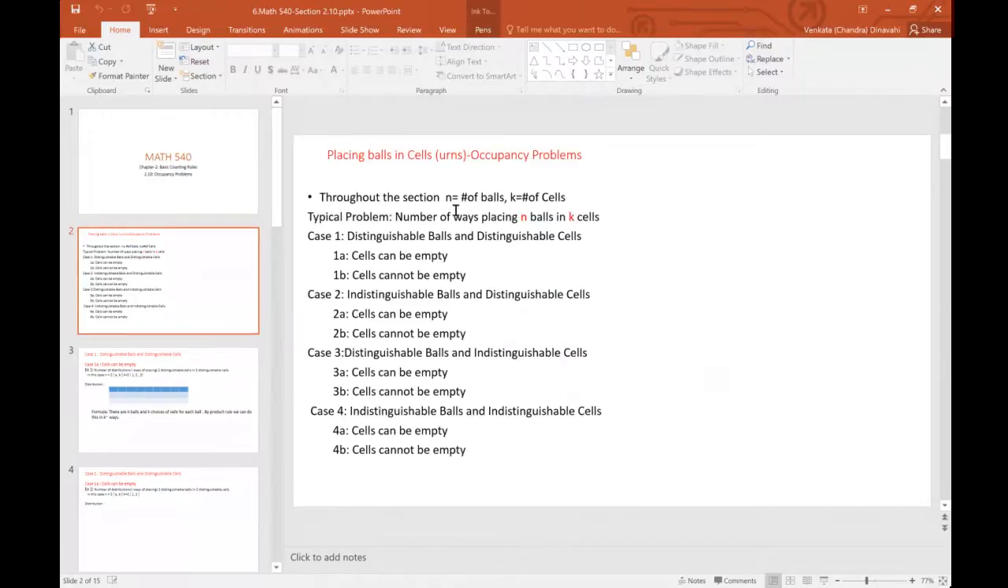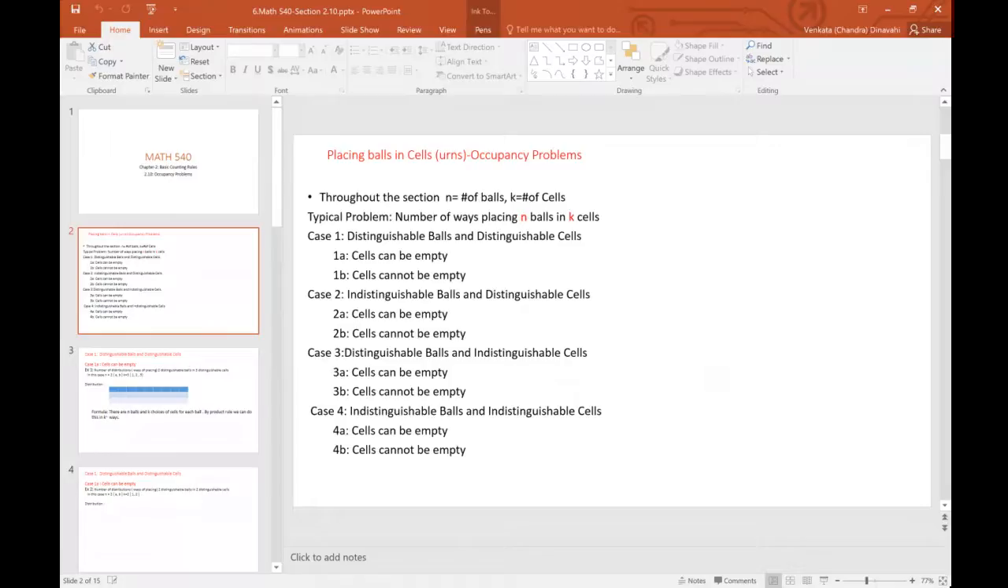Throughout this section, N represents the number of balls, K represents the number of cells or urns or boxes, whatever you will call it. So a typical problem which we are going to discuss in this section is you will be given some N number of balls and you will be given K number of cells. How many different ways can you place these N balls into those K cells? It has a wide variety of applications.